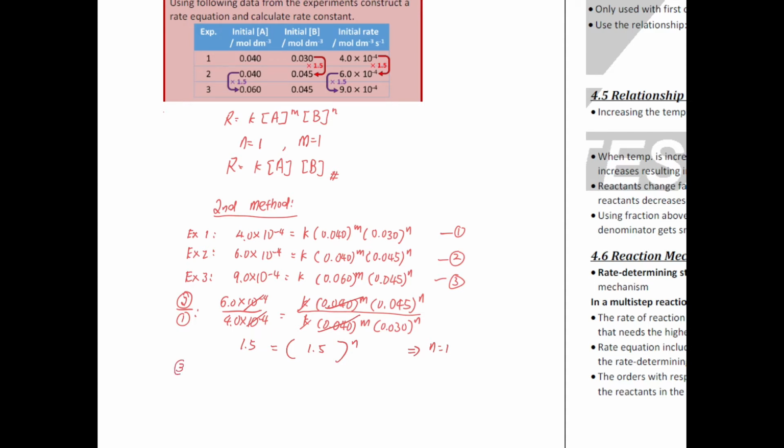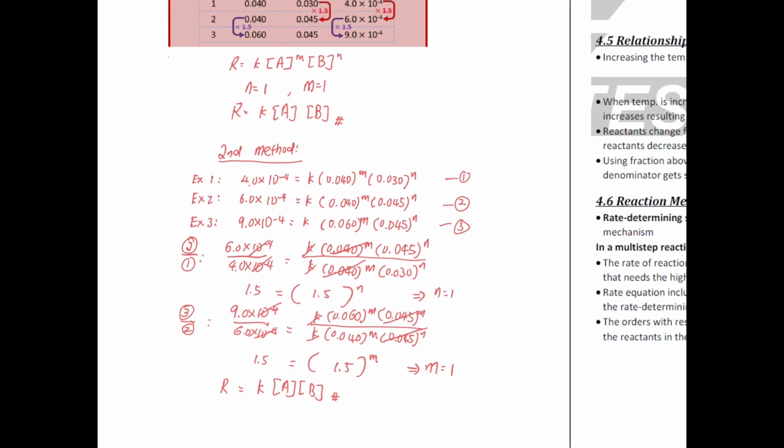So likewise, you can do 3 over 2. As you can see, we divide the left-hand side and the right-hand side. So this method is the mathematical method. Okay, so we can cut away the 10 to the power of 4. So we have 9 over 6. 9 over 6 is 1.5 again.